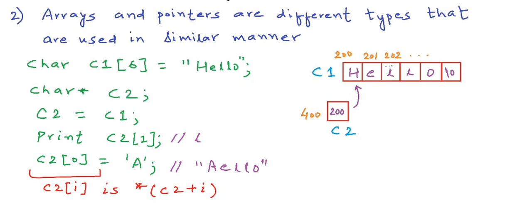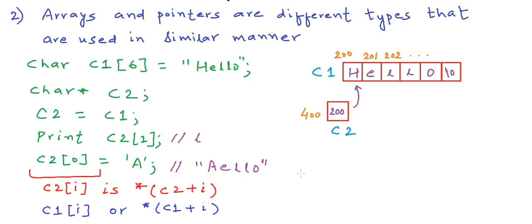So in this case, let's say C2 plus 2 will be 202, and if we put this asterisk operator, we are basically dereferencing and finding out the value. So these two syntaxes are alternate syntaxes, and even if it is an array name, we can write these two as substitutes for each other. So this was all the similarity in how we actually use arrays and pointers to read and write.